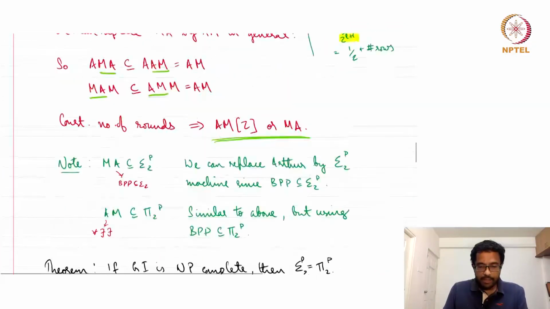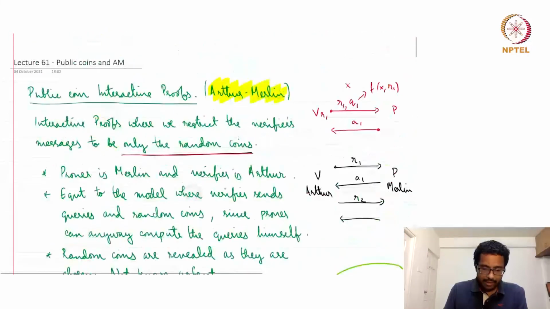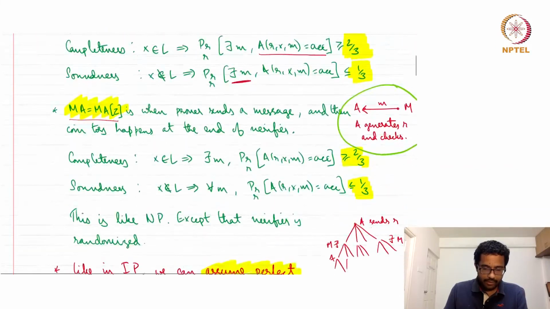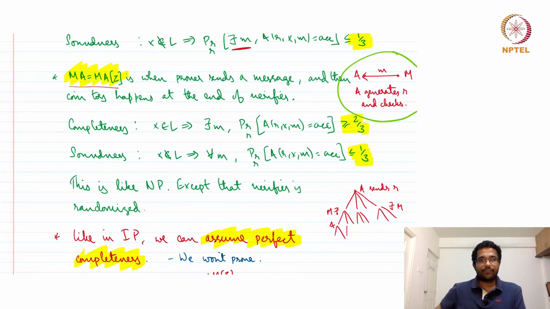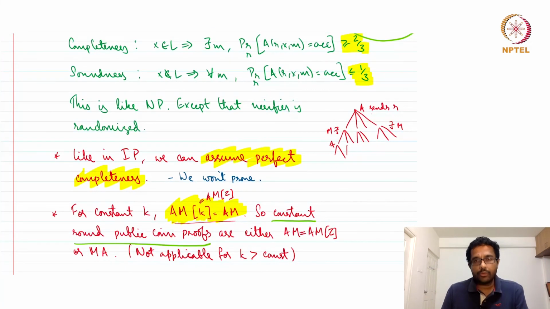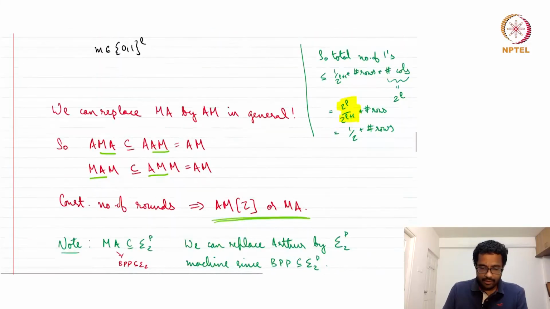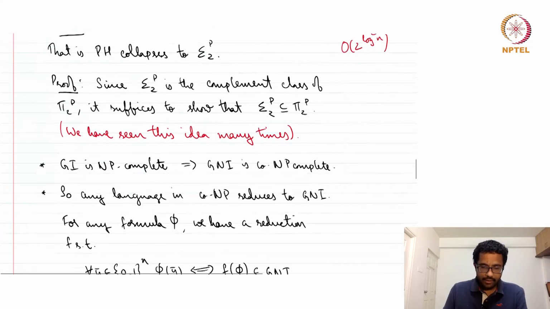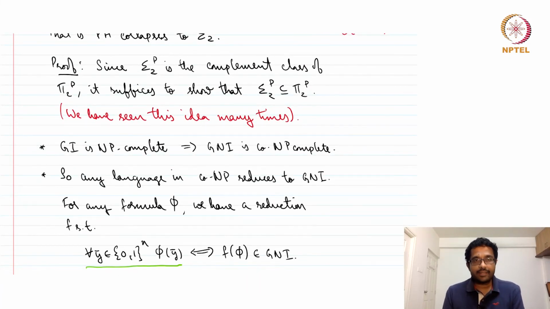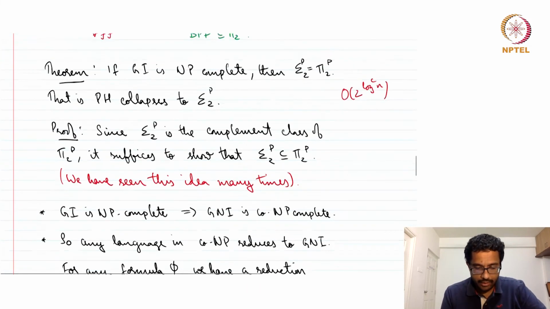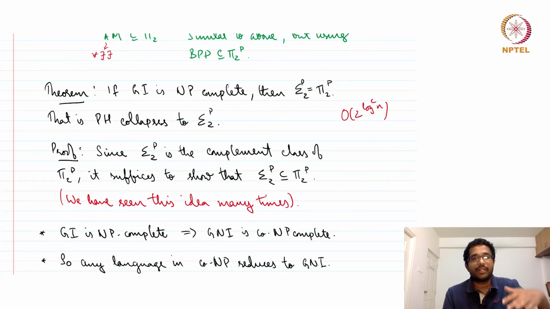After that, we saw public coin proof systems, AM and MA. We saw that AM and MA are the only two public coin proof systems, and we saw that AMK reduces to AM, which is AM with two rounds. We saw that MA is contained in AM. We saw that graph isomorphism is unlikely to be NP complete, because if graph isomorphism is NP complete, then Sigma 2 equals Pi 2, and the whole polynomial hierarchy collapses to Sigma 2.